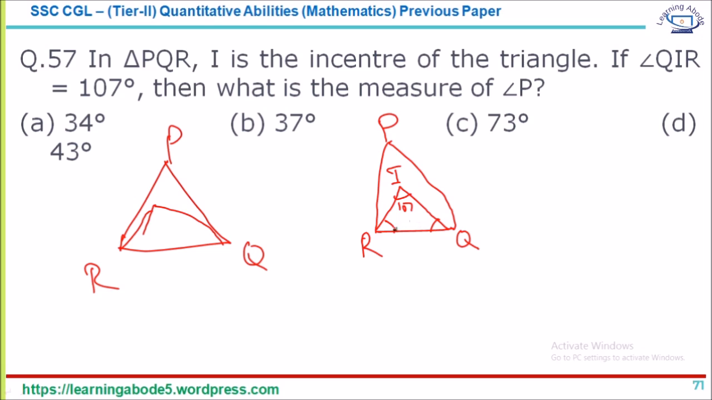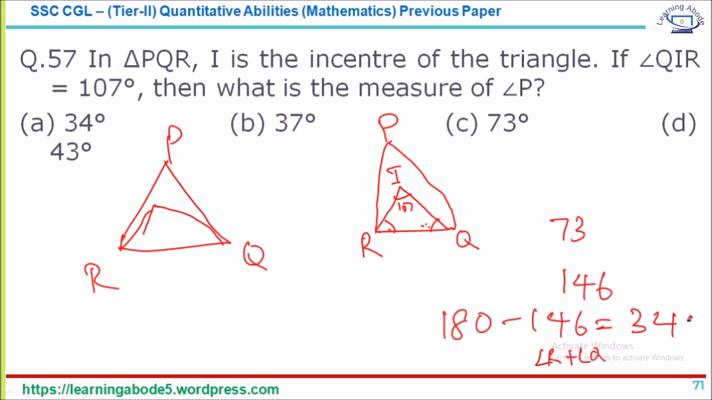So what is the other two? Sum of half of R and Q. Now that is 73. Twice of that is complete R plus Q, that's 146. Now the total is 180 minus that 146, where 146 is angle R plus angle Q. Half of angle R and half of angle Q is 73. So that is equal to 34. The answer for this question is 34.